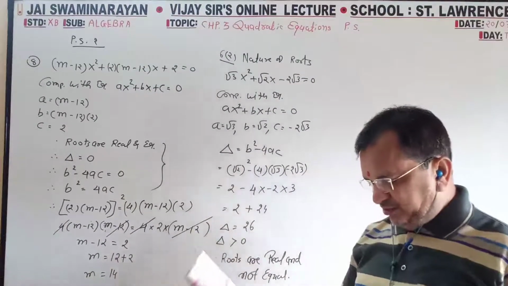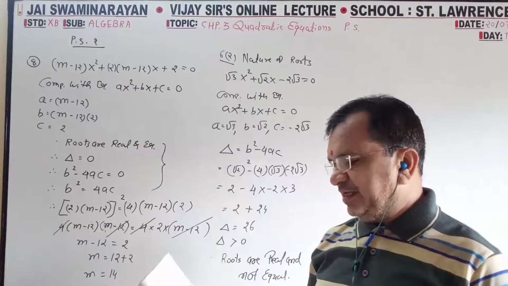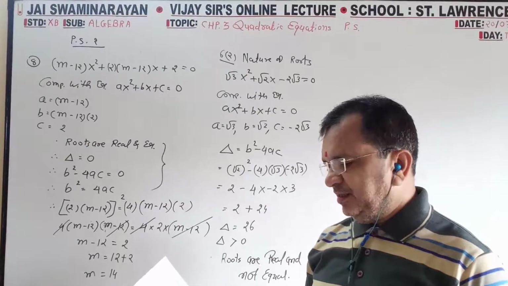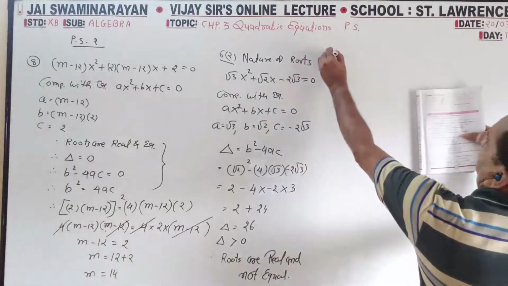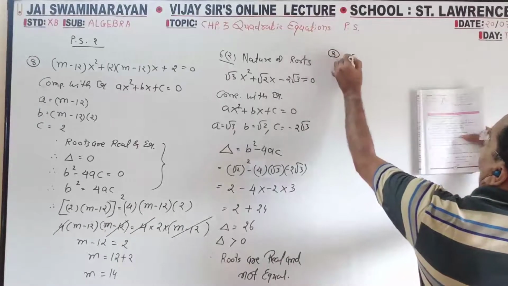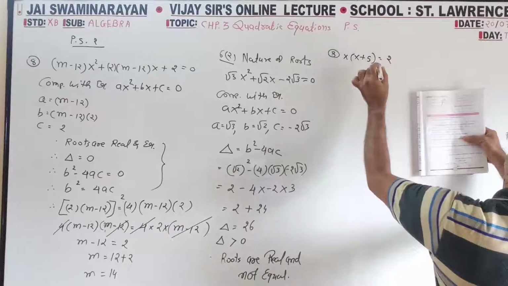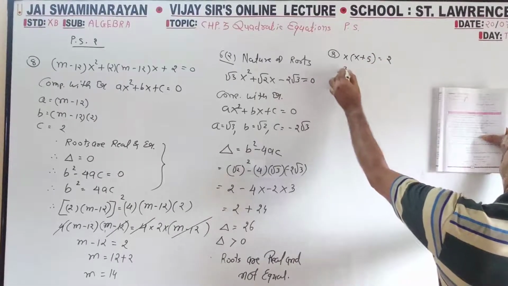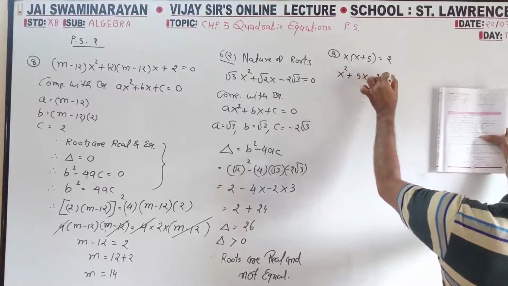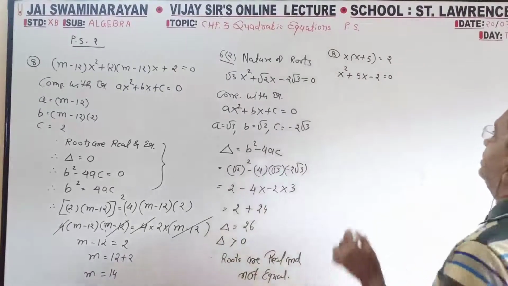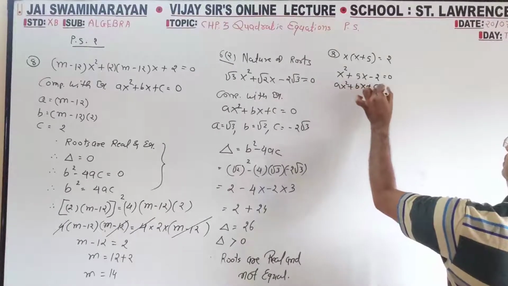If you have the textbook, see page number 53. Which one of the quadratic equation is there? So B1 is a quadratic equation. Why? That I am explaining. x plus 5 is equal to 2, so this is x square plus 5x minus 2 equal to 0. It is in the form of ax square plus bx plus c.